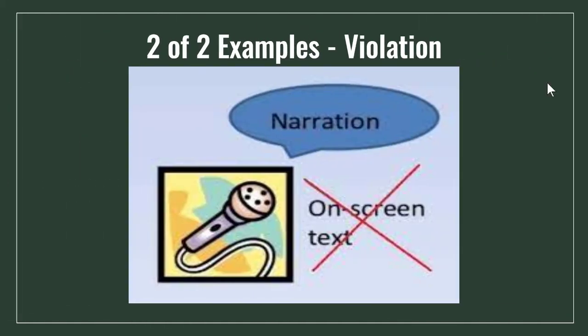This slide shows a violation example of Redundancy Principle 1 with a microphone graphic, a speech bubble with the word narration, and on-screen text crossed out. The redundancy principle suggests that redundant material interferes with rather than facilitates learning. Redundancy occurs when the same information is presented concurrently in multiple forms or is unnecessarily elaborated.